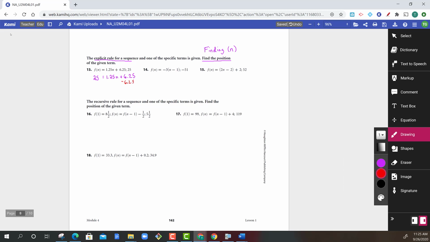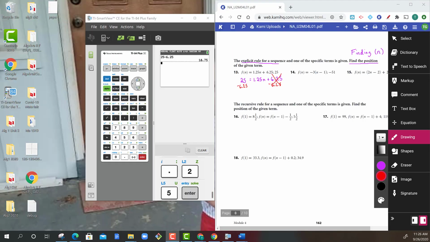Subtract 6.25 from both sides. Again, get in a habit of using that calculator to double check your math. That's where a lot of our mistakes lie. So we end up getting 18.75 on the left, and we get 1.25 times n on the right. Undo that multiplication by 1.25 with division.